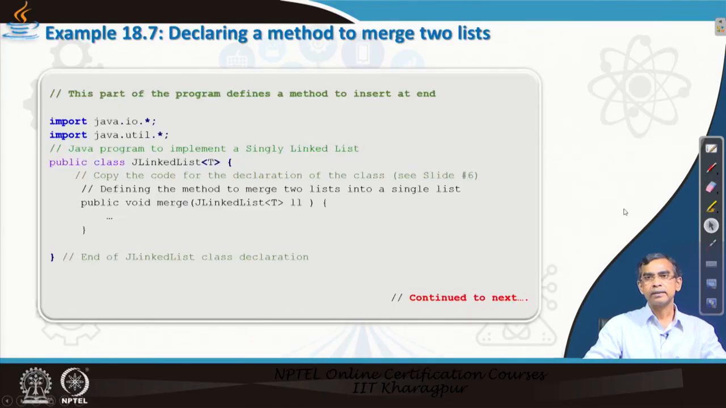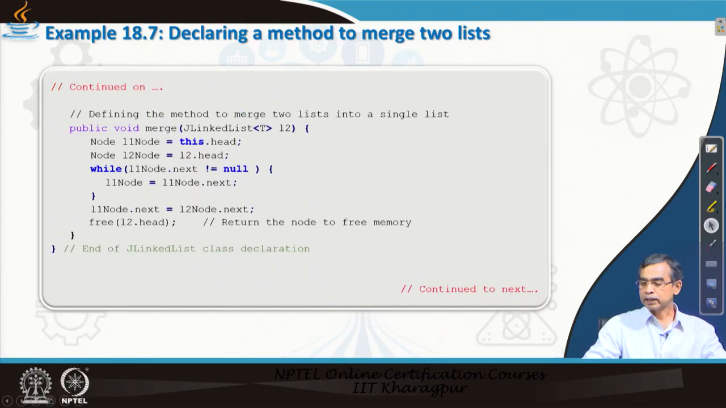The code is okay. We want to add one more method into our linked list declaration that is going on. So, again we want to add the merge method. Now, this code is basically managing the links that we have already mentioned. So, this is the method.